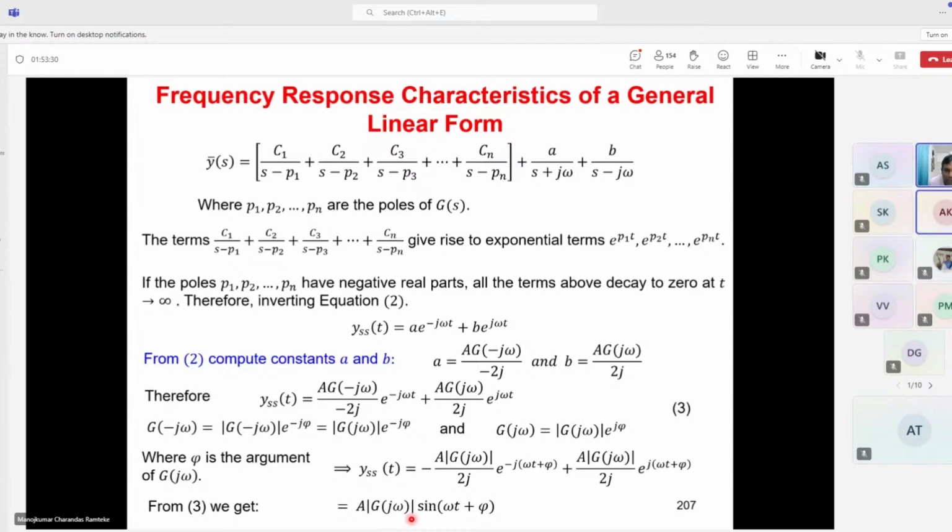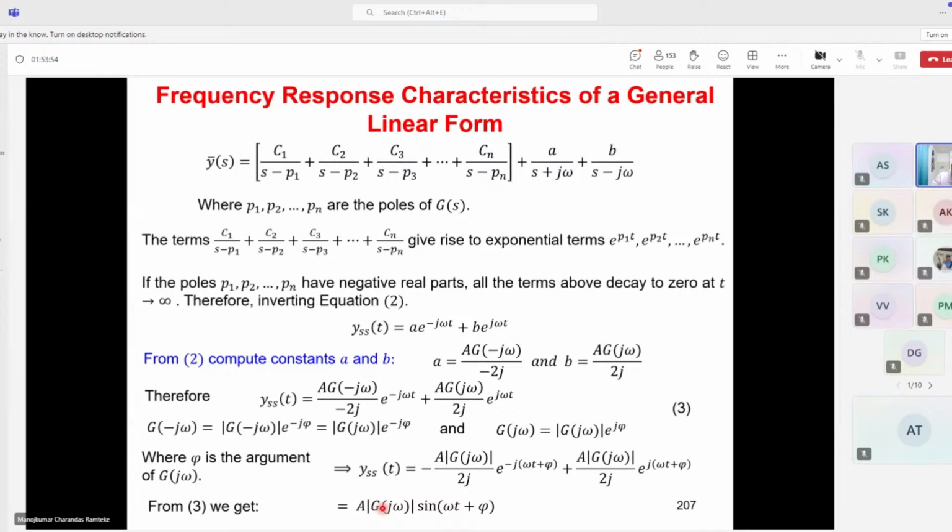This is the amplitude of the output, isn't it? A times the magnitude of G of j omega. And the amplitude of the input is A. So what will be the amplitude ratio? Directly the modulus, the magnitude of G of j omega. And the phase angle phi is nothing but the phase angle between the imaginary part and the real part of G of j omega.